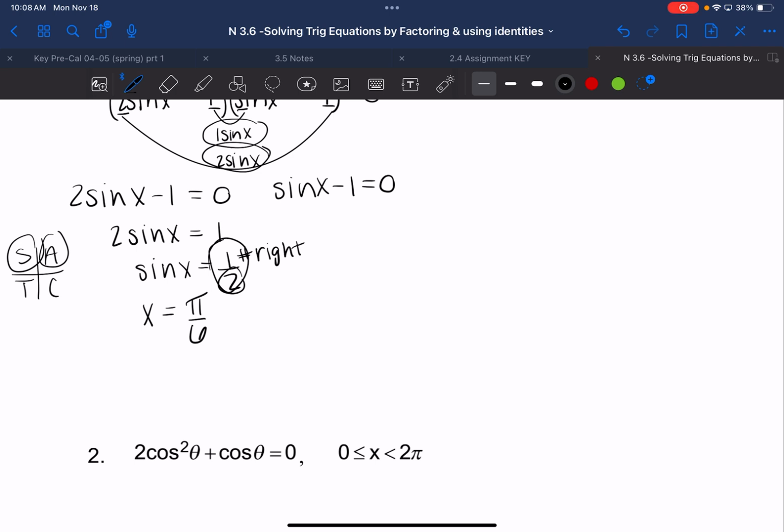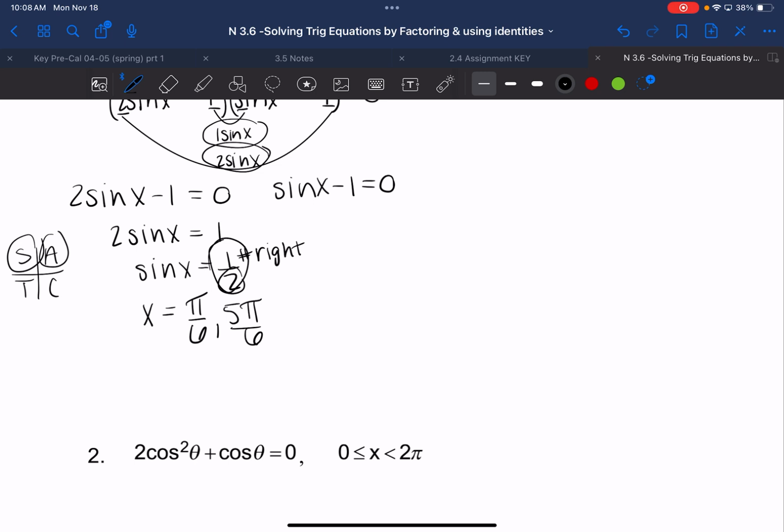Right. So that's where we need to have those memorized. So if you have forgotten, you need to go back and study. Okay? All right. So those are the solutions that we got from our first factor. Don't forget, we still need to solve this one and do the same.